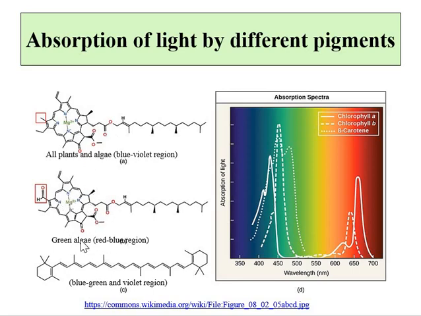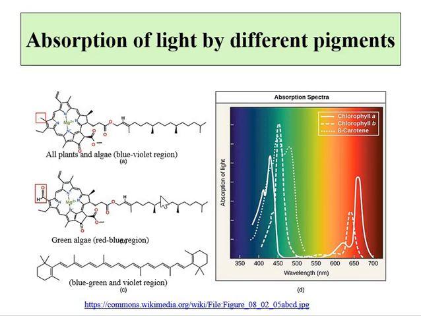If we see the absorption pattern, you can see that there are conjugated double bonds in each pigment. The conjugated double bonds are present in the porphyrin ring of chlorophyll A, and in chlorophyll B also. In beta carotene, alternating double bonds are present. Due to the presence of these conjugated double bonds, they can easily absorb light, but they absorb in different electromagnetic radiation ranges.